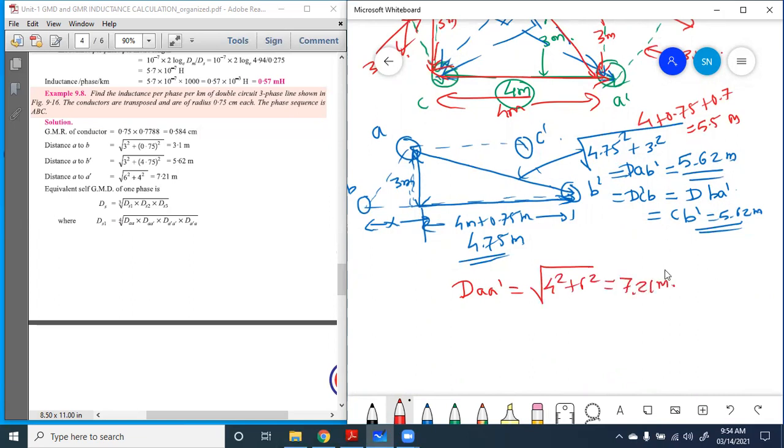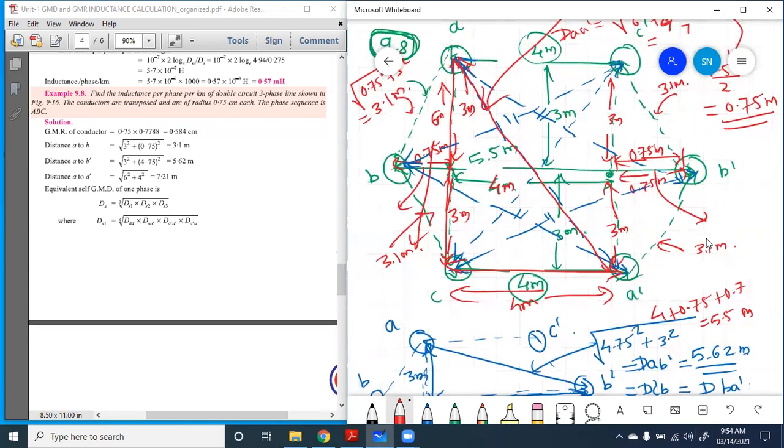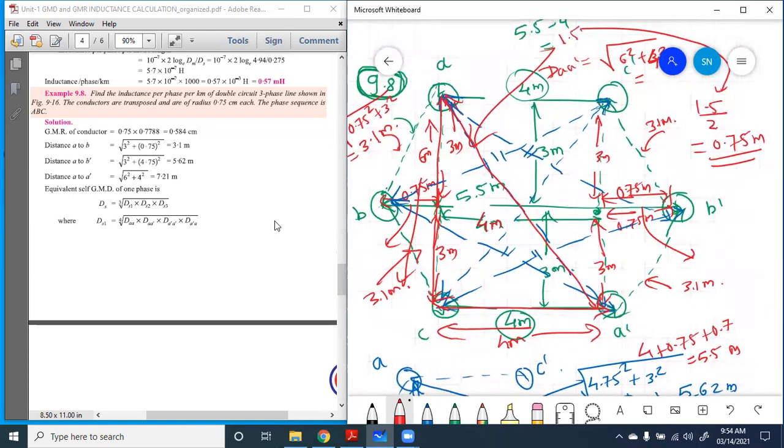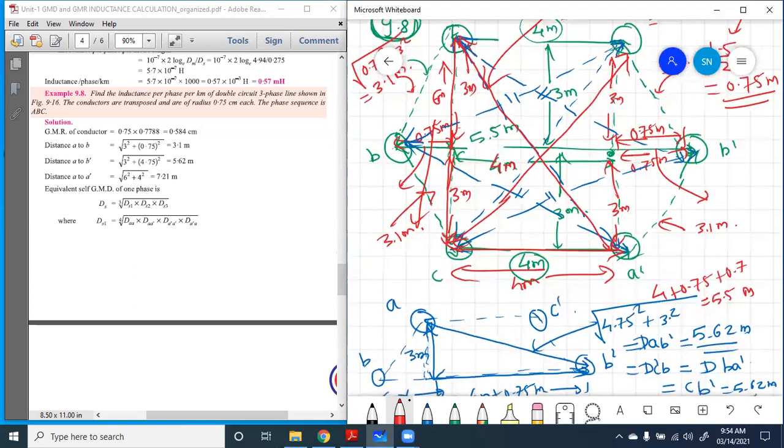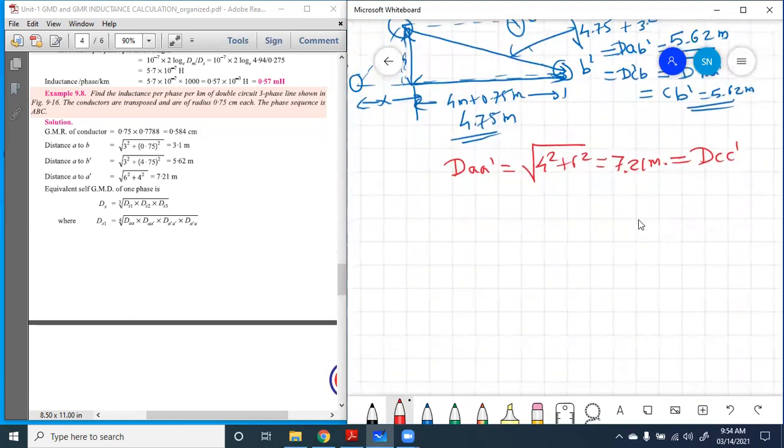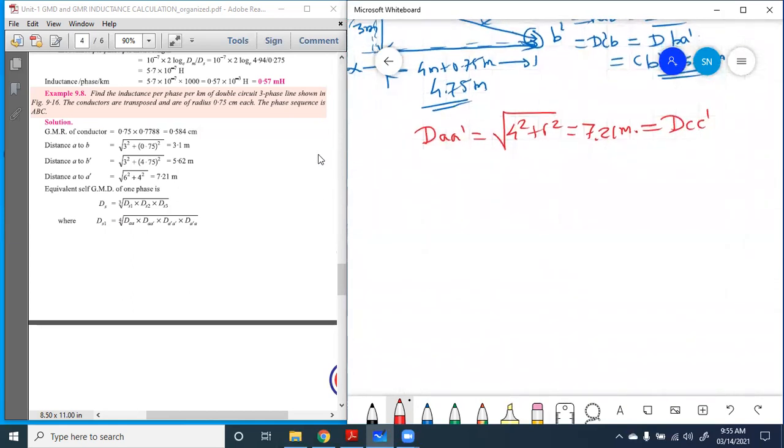Similarly, these distances are the same for the C and C' combination. The C C' combination is even the same, right? Okay. For C C' also these distances are the same. So this is the same for the distance CC'. Then after this we are getting the distances. So write down each distance.